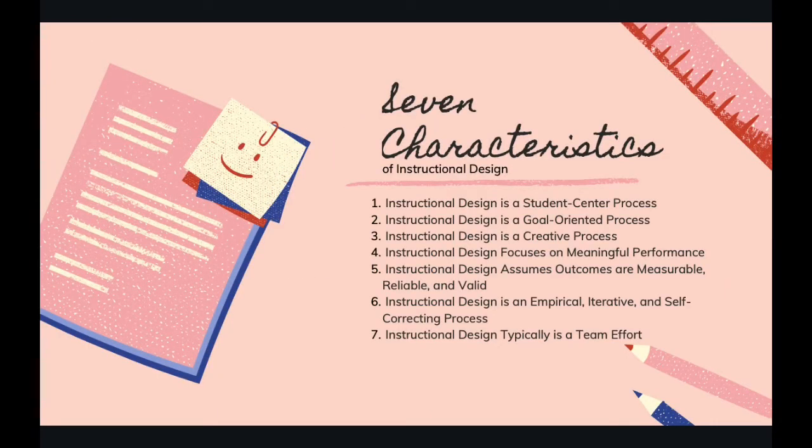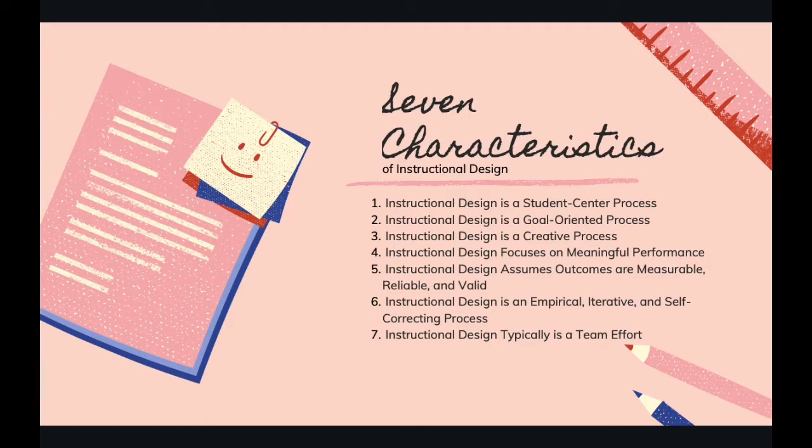According to Branch 2018, there are 7 characteristics that are present in almost all instructional design efforts. Those 7 characteristics are listed here on the screen, with number 1 being instructional design is a student-centered process. Number 2, instructional design is a goal-oriented process. Number 3, instructional design is a creative process. Number 4, instructional design focuses on meaningful performance.